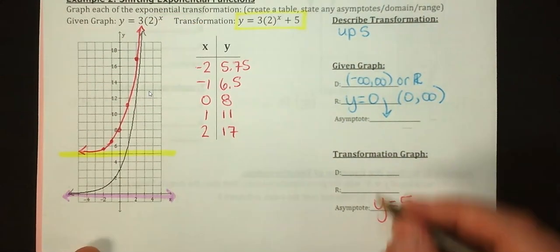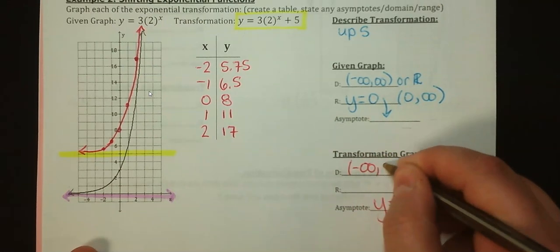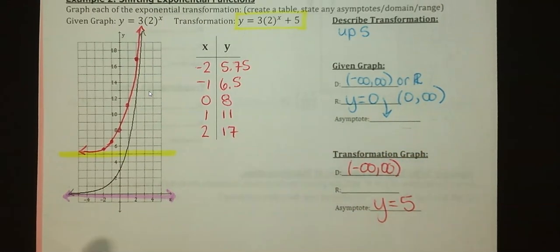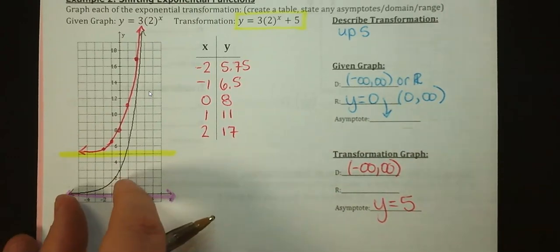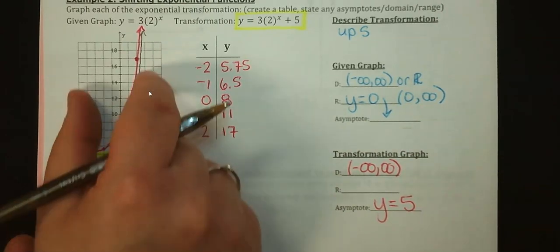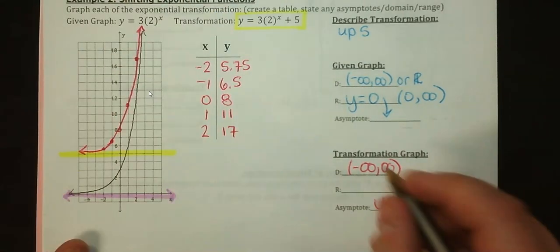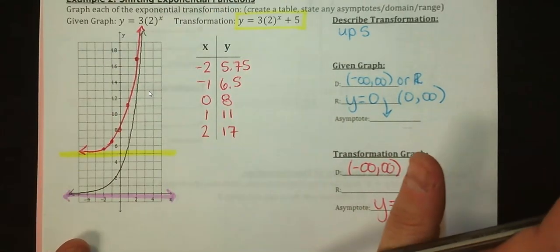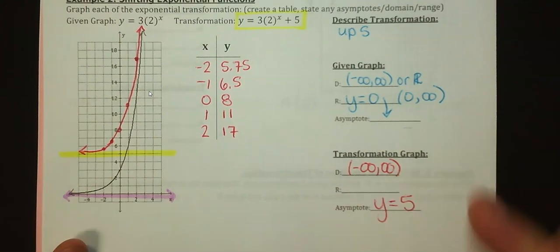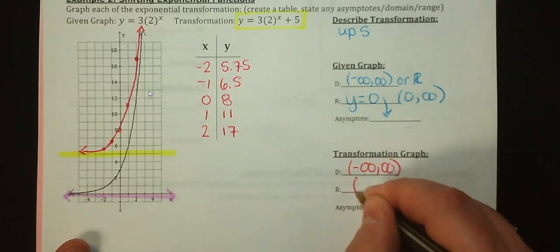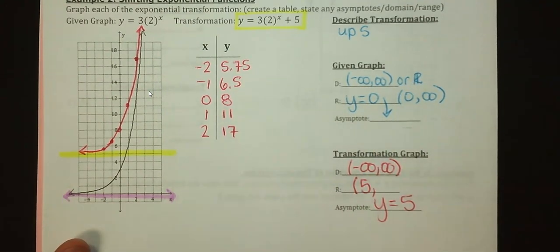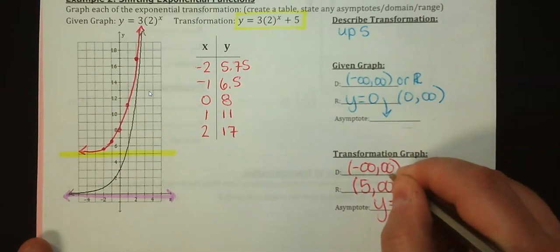The domain is going to be exactly the same as the original graph. All these exponentials go from -infinity to infinity. What I'm doing is taking this and dragging everything up 5 units. So the range would be different. The range, if it's pointed up, should just be parenthesis with your asymptote. Here it's going to be 5, and then it goes up forever, so it's still going up to infinity.